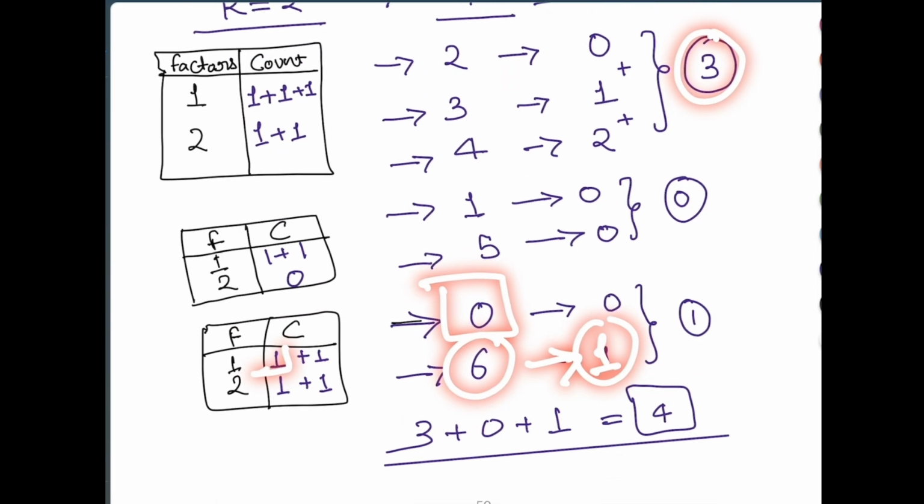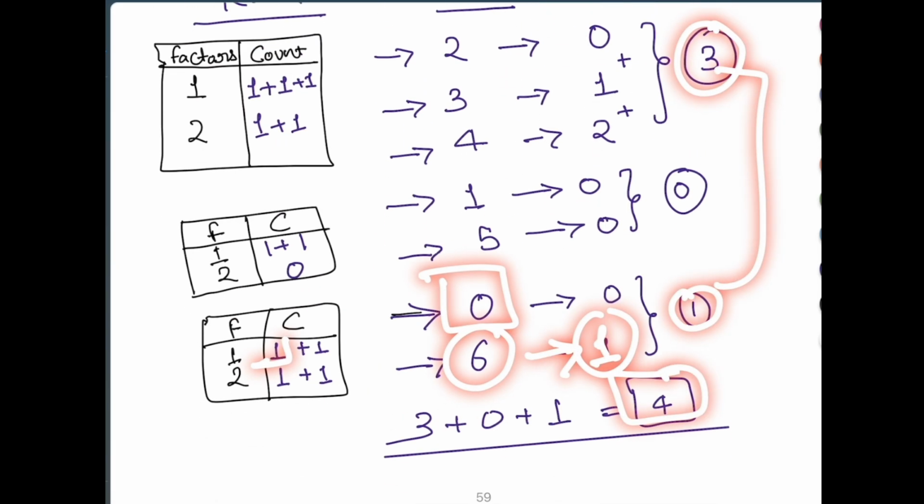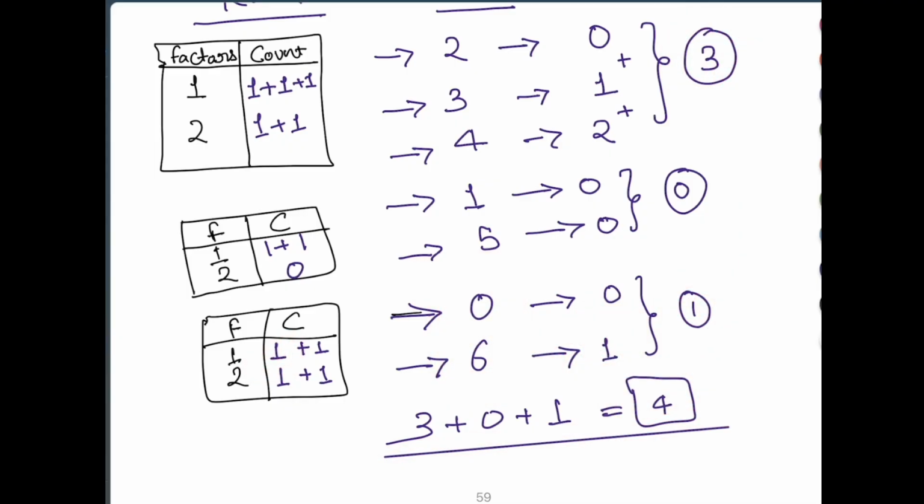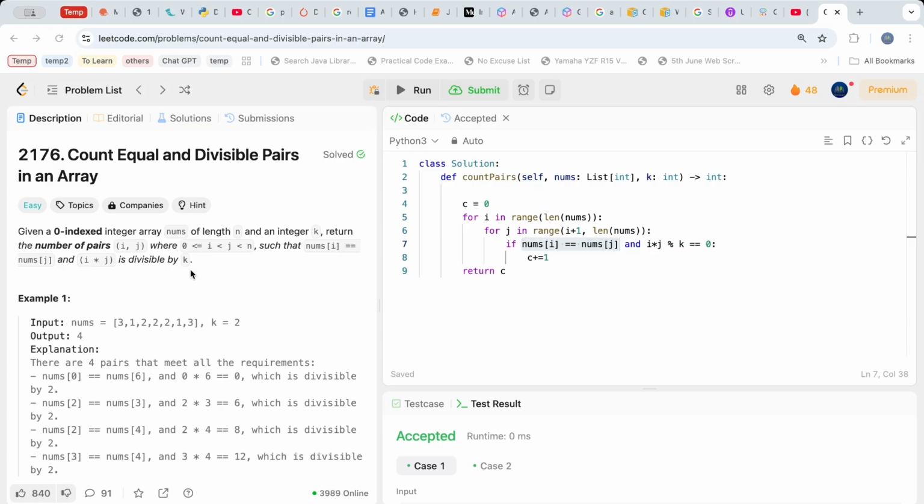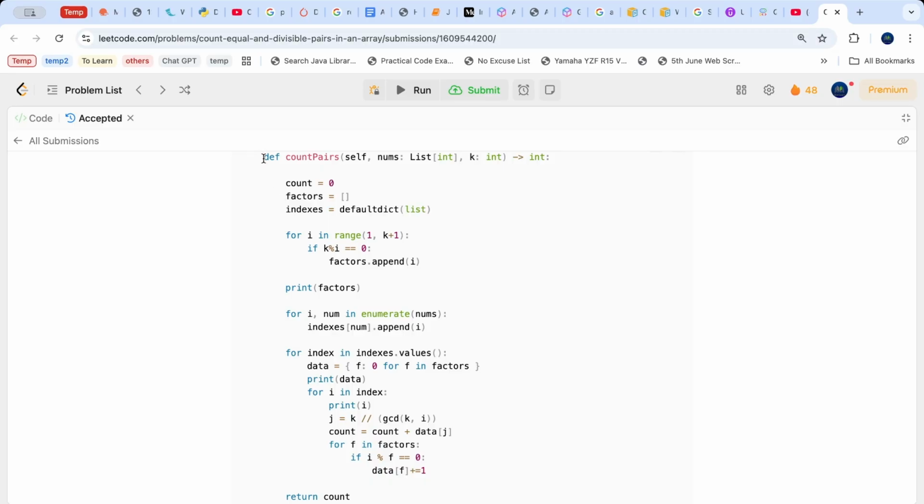I have seen 3 pairs, and I got one more pair. 3 plus 1 is going to be equal to 4, right? And that is my final output. And that is the complete explanation of this particular approach. So let me show you how the solution will actually look. The solution will look something like this.